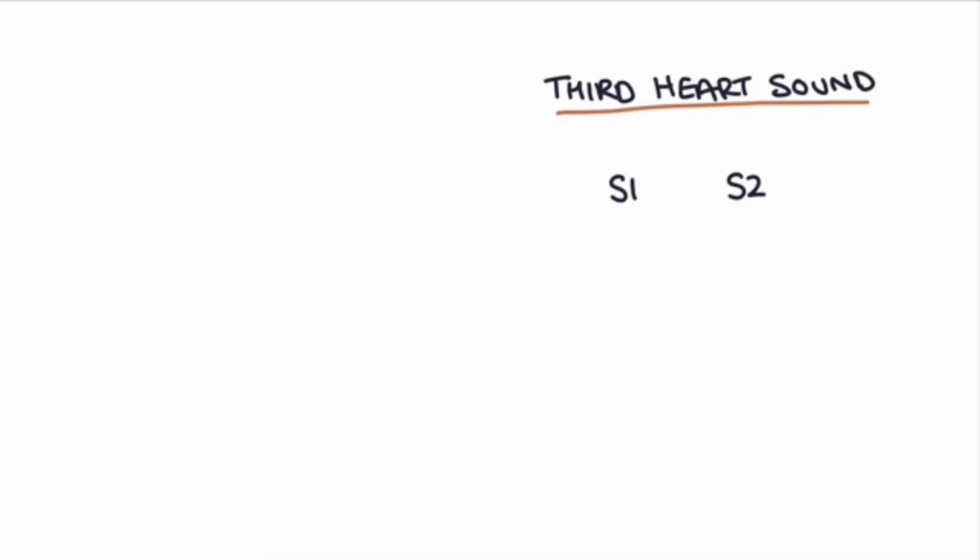This is how the first sound S1 and S2 appear. Let us discuss the third heart sound. The third heart sound, S3, appears at a delay of 0.1 seconds after S2, which is very subtle.